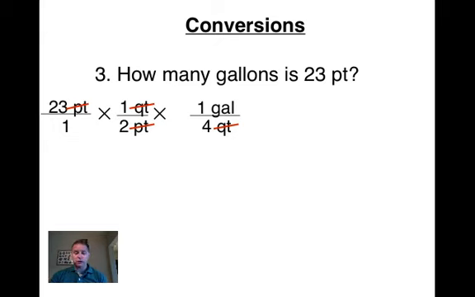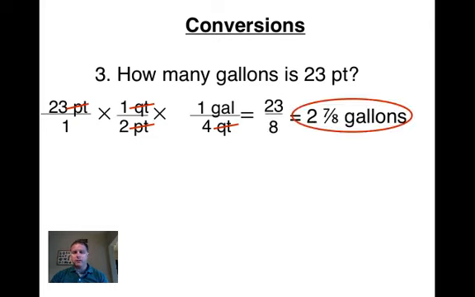That's where I'm at. So multiply straight across, and I'll get 23 times 1 times 1 is 23. 1 times 2 times 4 is 8. And that basically gives me 2 7/8 gallons. Or if you used a calculator, you'd get 2.875 gallons.